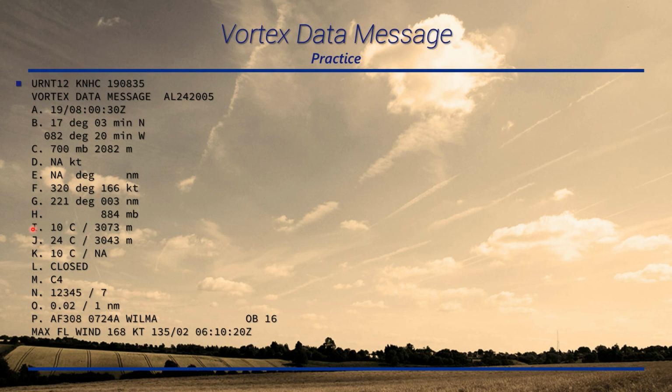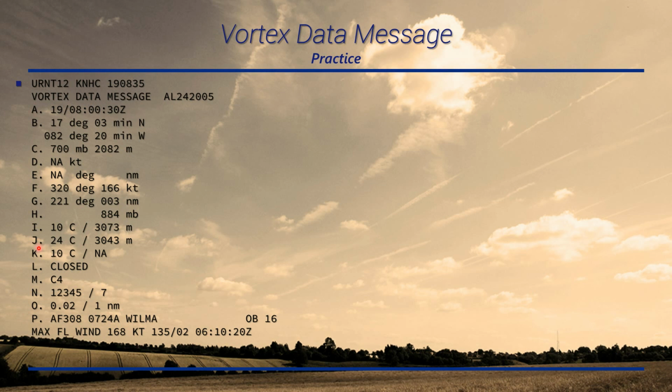Item I is our max temperature outside of the eye, so 10 degrees Celsius, so very, very cold, relatively speaking, at 3,073 meters. Conversely, in the eye, it was 14 degrees warmer, or 24 Celsius, and our height was 30 meters lower, or 3,043 meters. So very, very intense, very wrapped up hurricane, which obviously is the case. It's the strongest hurricane in the Atlantic Basin ever recorded.